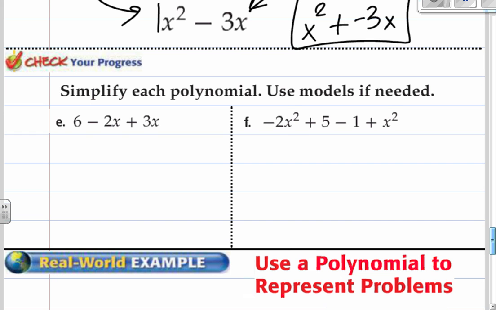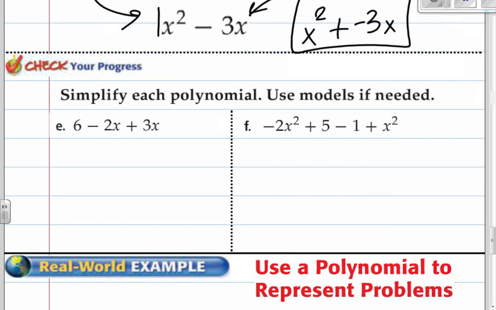Why don't you give it a shot right here? Simplify each polynomial. Use the models if needed. I won't be using the models. I'll just show you how to do it, like I say, old school. Let's take a look. Let's change any subtraction to addition. So notice that's what I'm going to do here first.